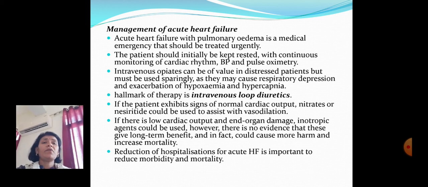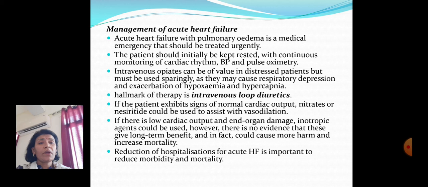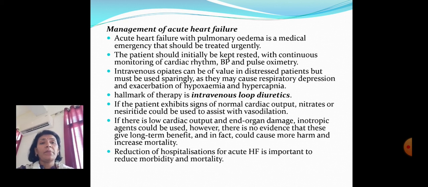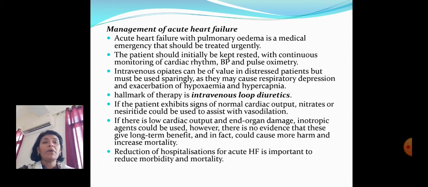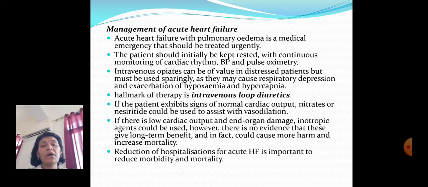Coming to management of acute heart failure. Acute heart failure with pulmonary edema is a medical emergency and it should be treated urgently so as to prevent mortality. The patient should initially be kept at rest with continuous monitoring of cardiac rhythm, blood pressure and pulse oximetry. Intravenous opiates can be of value in a distressed patient, but they must be used sparingly because they may cause respiratory depression and also exacerbation of hypoxemia and hypercapnia.